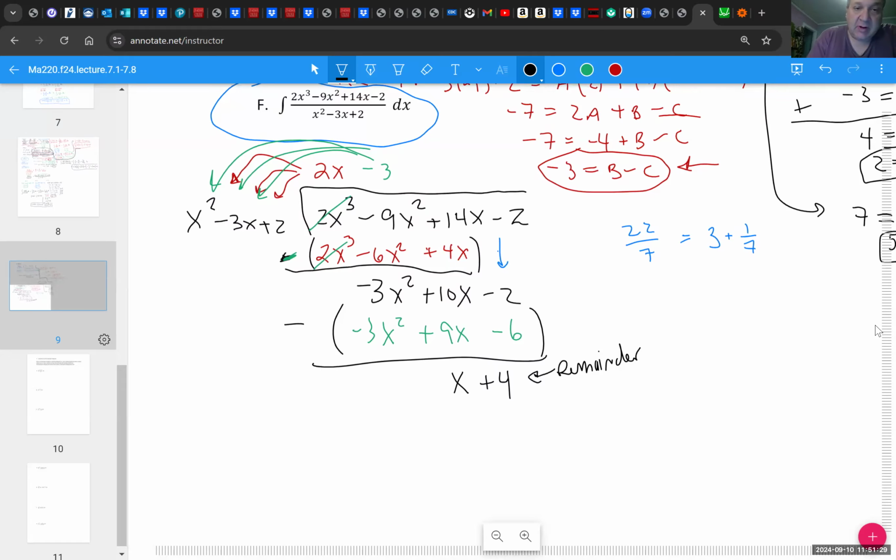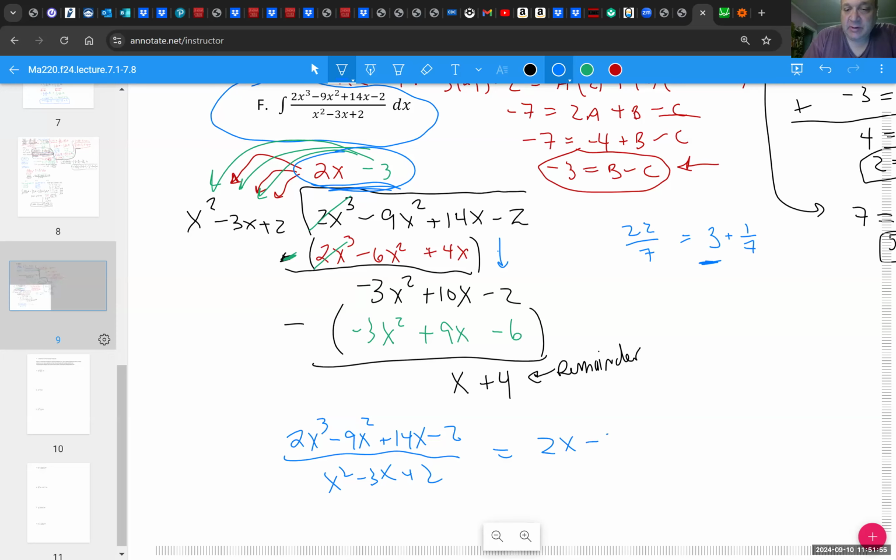Okay, so what do we do now with this division? Well, we know that the original problem, 2x cubed minus 9x squared plus 14x minus 2 over this giant denominator, x squared minus 3x plus 2, if I divide it out, I get 2x minus 3. That's the whole part, like the 3 was the whole part. That's the part that actually went in. And then the remainder, the plus part, is x plus 4. And of course, that's still over the denominator, x squared minus 3x plus 2.